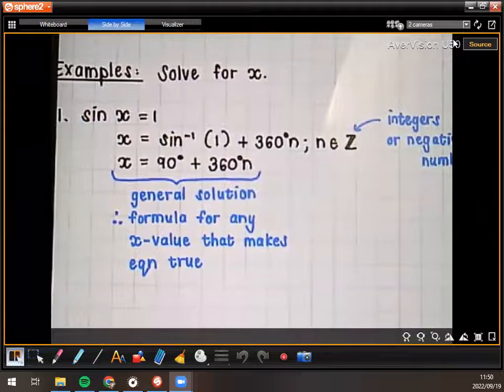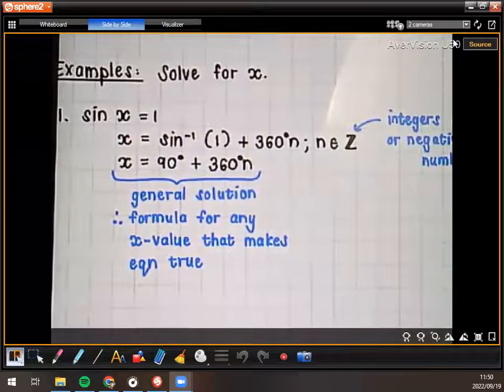Guys, you're going to leave your answer like that. That is the final answer. We can't list specific x values because where am I going to stop? I can say 90, I can say 450, I can say the next one, but where do I stop? So we have to leave this as our final answer. That is the answer for x. All right. Any questions at this point?